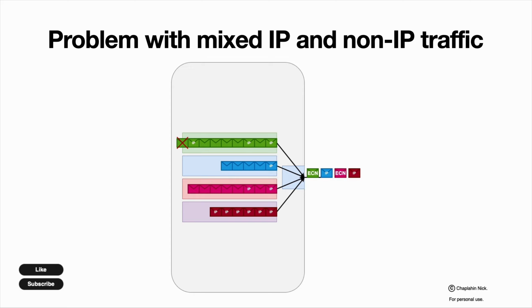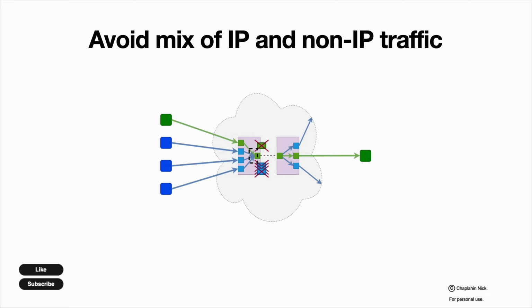So the main idea is to avoid, on a router or maybe on a router interface, on a router port, the situation when IP and non-IP traffic are mixed, in order to provide better ECN service. That's how simple ECN and routers are working with each other.